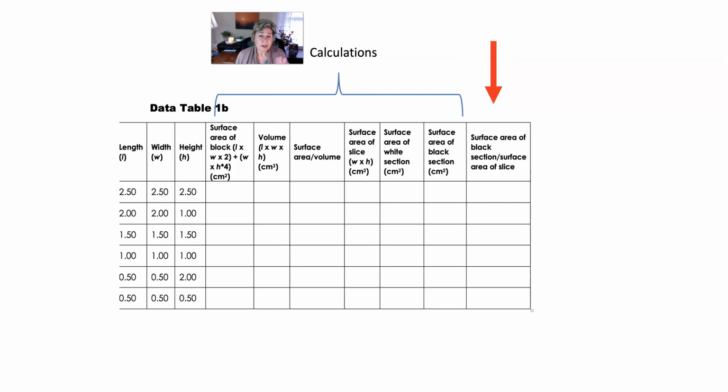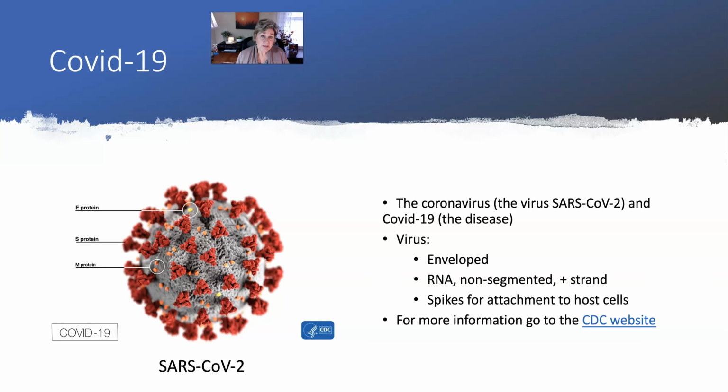Wanted to talk about COVID for just a minute, since it is a virus. And we have all been inundated with information about it for the last 2 years. I just wanted to give you some specific information about it. The coronavirus is a specific type of coronavirus called SARS-CoV-2. That's the actual name of it. So what the heck does all that mean?